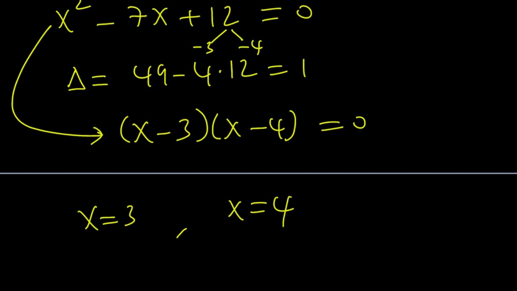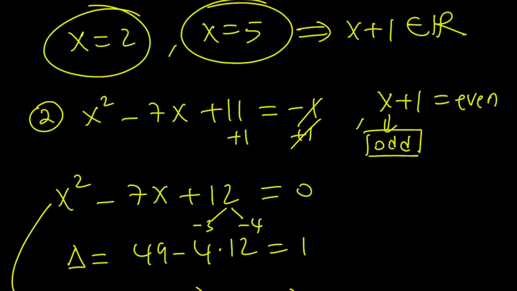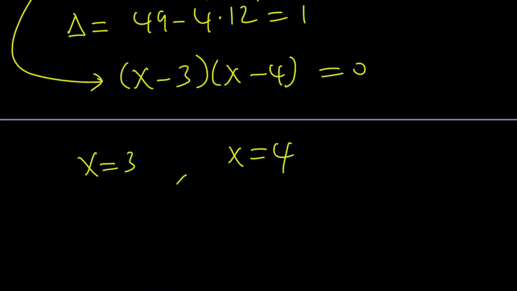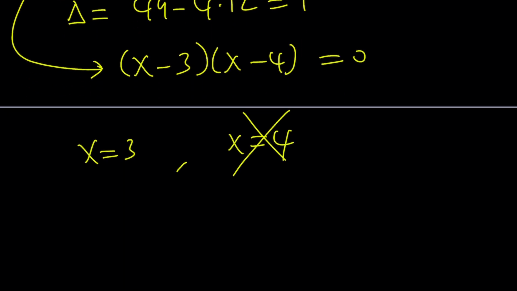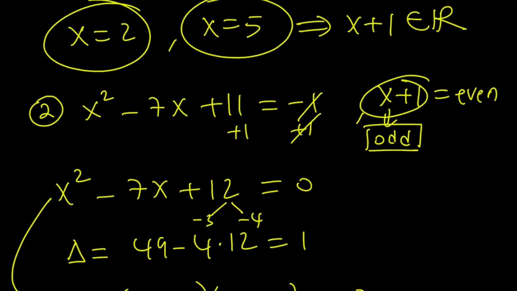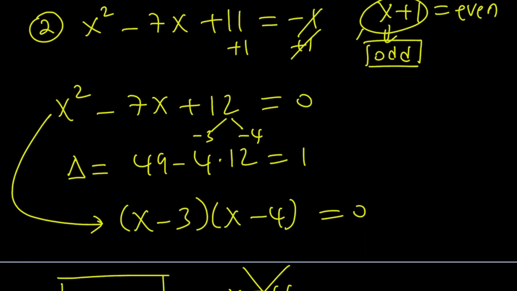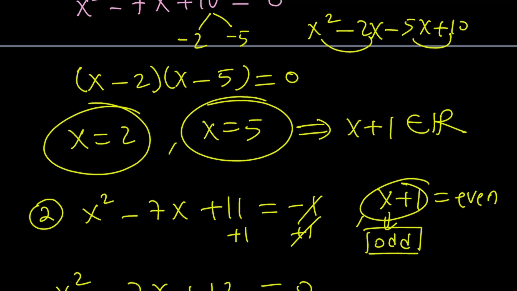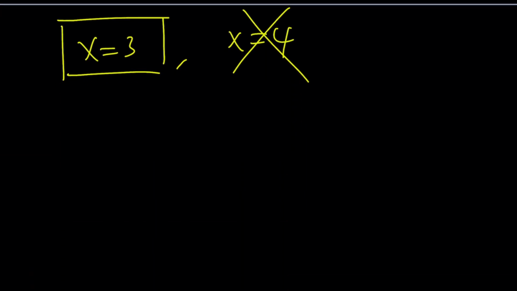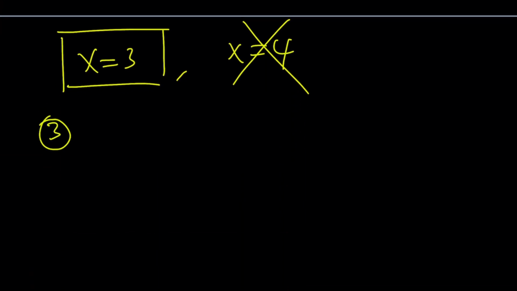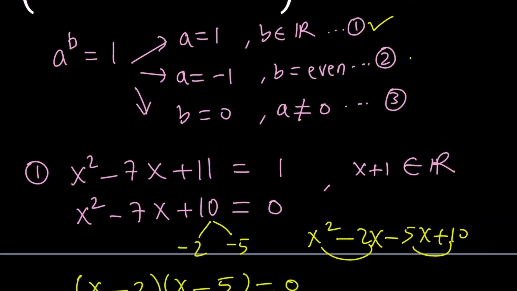But only one of them is acceptable because we want x to be odd. Remember, x plus 1 is even. So x must be odd and 4 is not odd. It's even. So we can only take x equals 3. And from the other case, we got 2 and 5. So far, we got 3 solutions for this equation. Let's go ahead and take a look at the third case scenario, and then we'll conclude with the graphs.